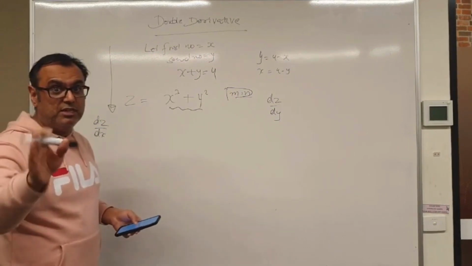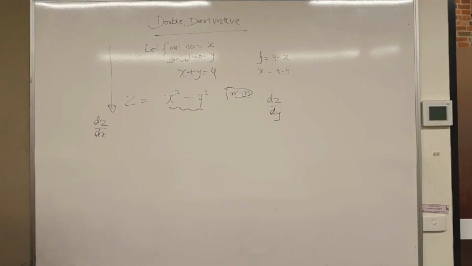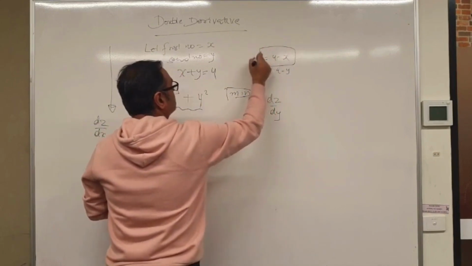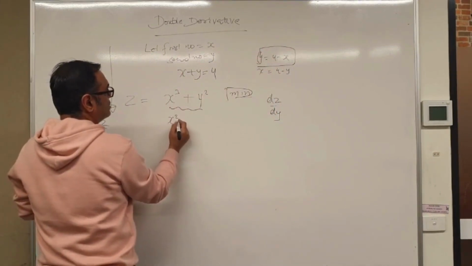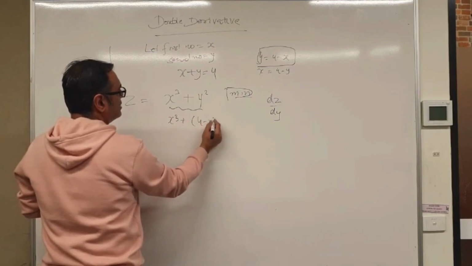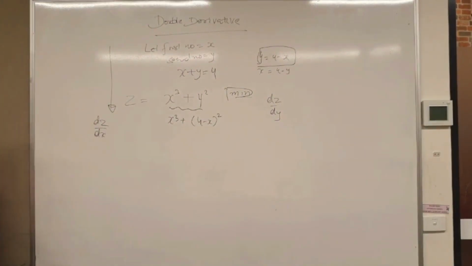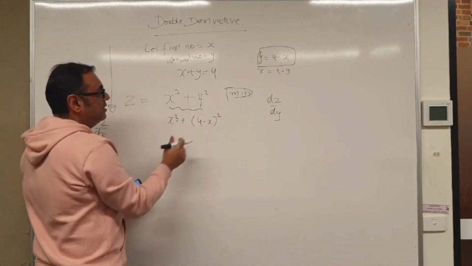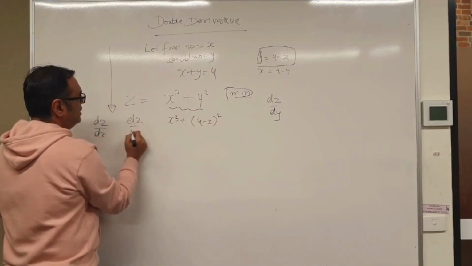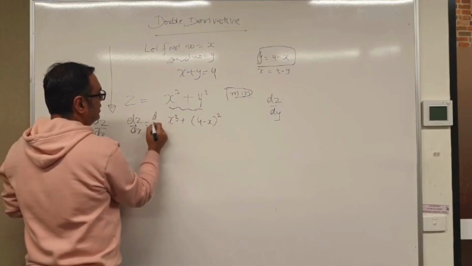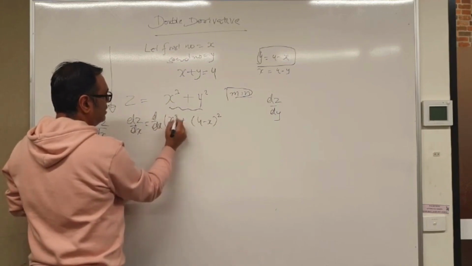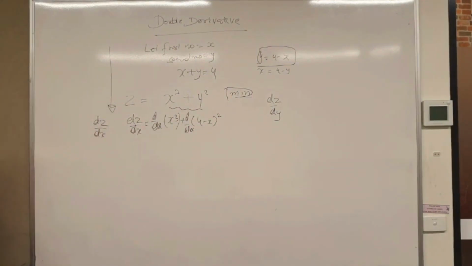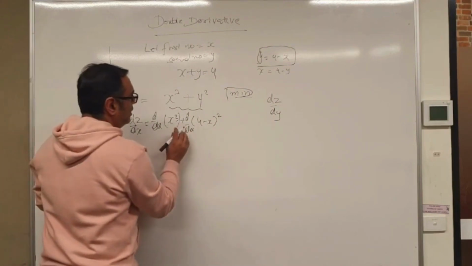If this is a non-CAS question, let's say, then if you say y equals 4 minus x, you land up with x cubed plus (4 minus x) whole squared. The only challenge will be this bit. Then you find dz by dx: d by dx of this and d by dx of this.